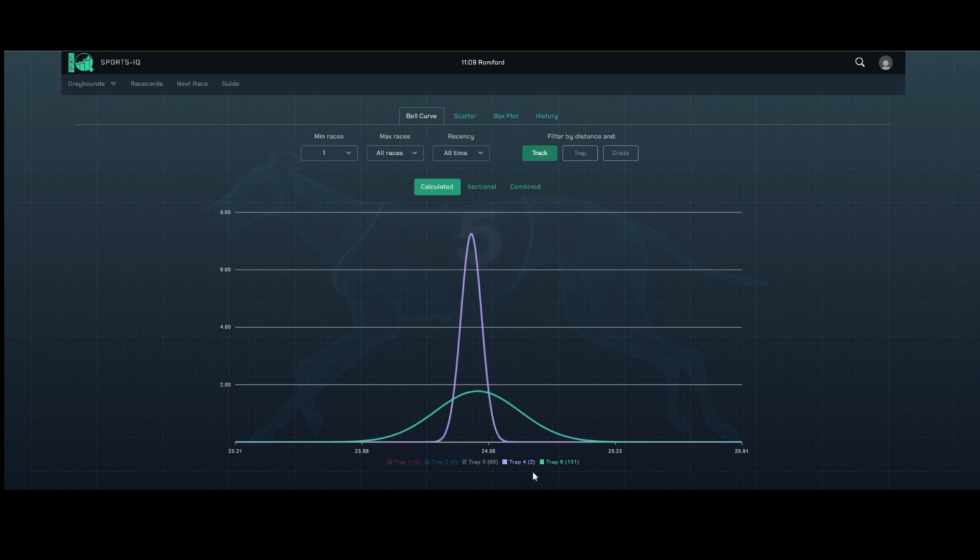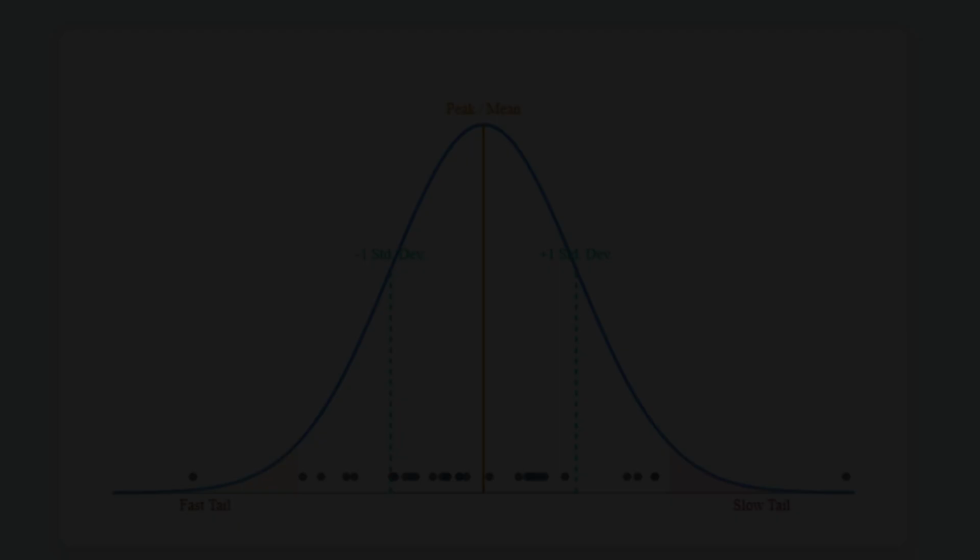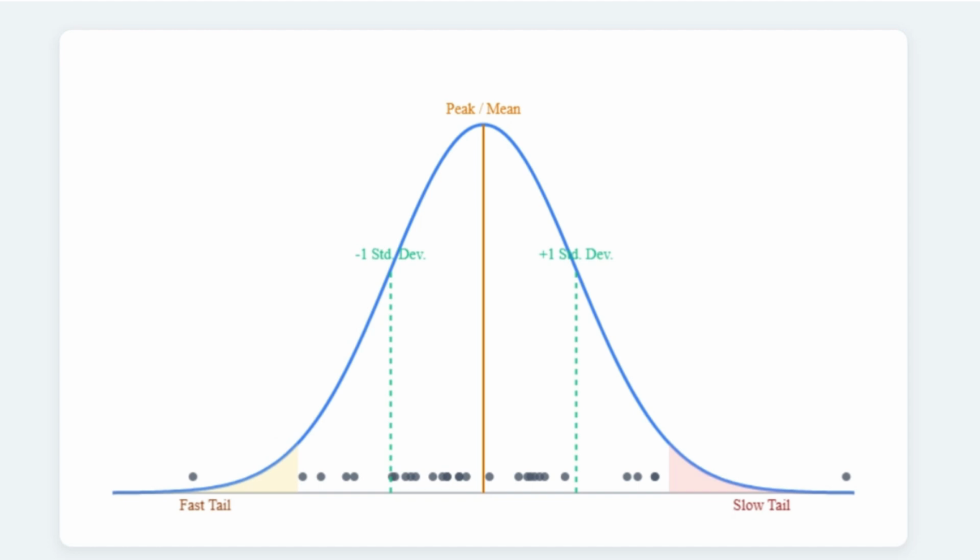Why are some bell curves really tall and skinny like trap 4? And why are some wide and short like trap 6? What does that mean? Well, it's all about the dog's consistency. So the width of the curve shows us the spread of race times between the dog's very fastest time over by its fast tail and its slowest time over by the slow tail. The wider the curve, the bigger the extreme difference between these two times.